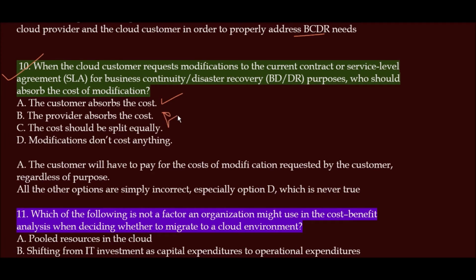Okay, and the other options, the provider absorbs the cost and the cost should be split equally, are simply incorrect. But if we are talking about option D, modification doesn't cost anything, this is completely incorrect, a false statement. Okay, this is never true in any case. Okay, so guys, here the correct answer is option A, the customer absorbs the cost.